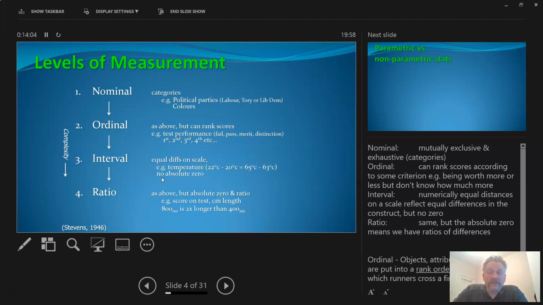Certainly, a lot of statistical packages, jamovi included, class interval and ratio levels as the same. It just says that they are continuous data. Whereas nominal and ordinal, because they have different, quite distinct properties, are treated separately. So whilst I've shown you four here, in the real world, typically you have nominal, ordinal, and continuous, which is what jamovi gives us.